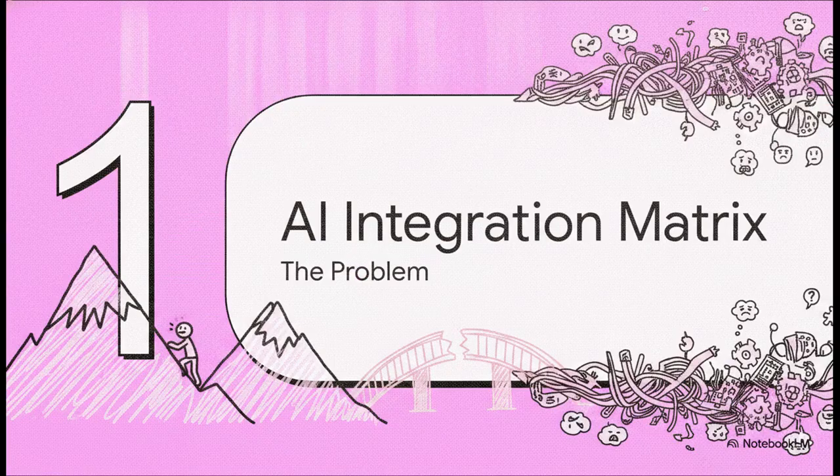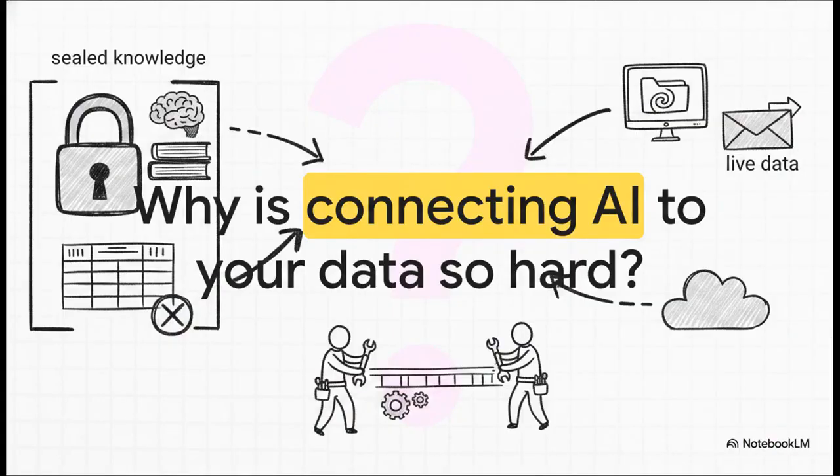All right, part one, the AI integration matrix. Look, we all know large language models are ridiculously smart, right? But they have this massive baked-in limitation. Their knowledge is totally sealed off at training time. If you ask an AI about a local file, a specific row in your company's database, or literally an email you just got this morning, it either completely halts, or even worse, it just guesses and makes something up. It's basically blind to your live data.